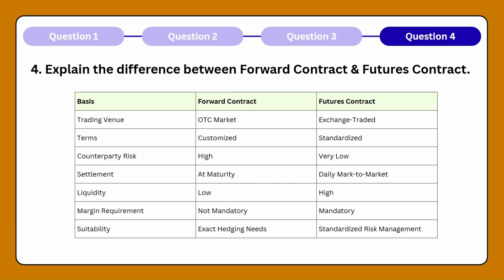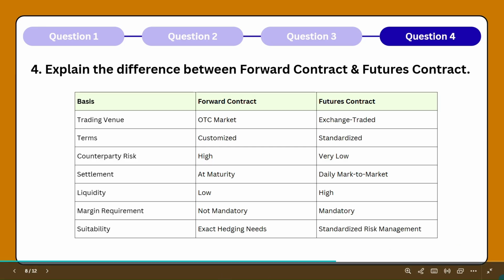Liquidity: forwards are illiquid, while futures are highly liquid. Margin: forwards require no compulsory margin, while futures require initial and maintenance margin. Forwards suit exact hedging needs, while futures suit standardized risk management. And that completes Unit 3 clearly.